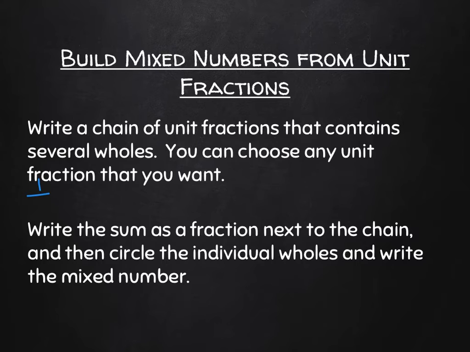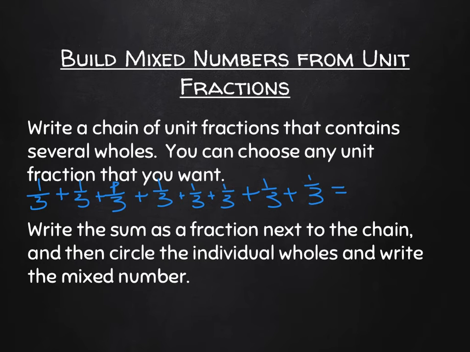Now I'll do 1/3. I'm going to say 1/3 plus 1/3 plus 1/3 plus 1/3 plus 1/3 plus 1/3 plus 1/3 plus 1/3 plus 1/3. There we go. So I've written right now a chain of unit fractions. They're all added together. First, I'm going to find the sum of those unit fractions. I have written 1, 2, 3, 4, 5, 6, 7, 8 1/3. 8 1/3 is 8 thirds.